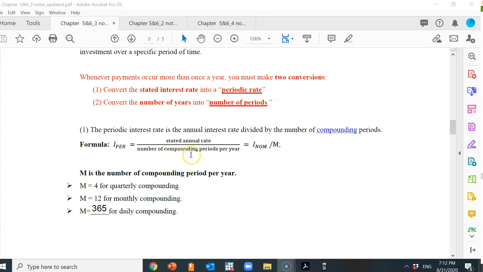M means the number of compounding periods per year. So if it's quarterly compounding, then M is 4. We use the nominal rate divided by 4 to get the periodic rate or quarterly rate. If it's monthly compounding, then we use the nominal rate divided by 12. M is 12 here. So we have the periodic rate I-PER as the monthly rate. If it's daily compounding, we use the nominal rate divided by 365. M is 365 here. So we have the periodic rate or daily rate.